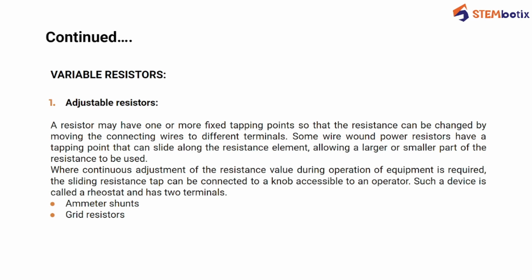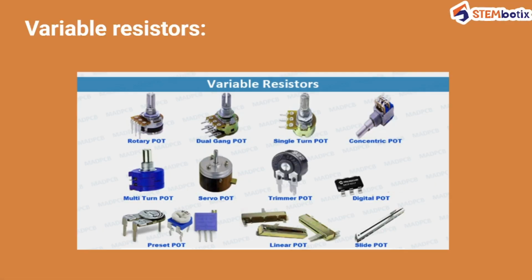In variable resistor, first we have adjustable resistor. A resistor may have one or more fixed tapping points so that the resistance can be changed by moving the contacting wire to different terminals. Now, where continuous adjustment of the resistance value during operation of equipment is required, the sliding resistance tap can be connected to a knob accessible to an operator, and such a device is called a rheostat and has two terminals. It also has emitter shunts and grid resistors. So that was the adjustable resistor.